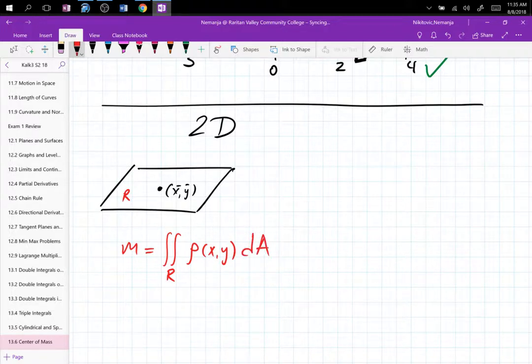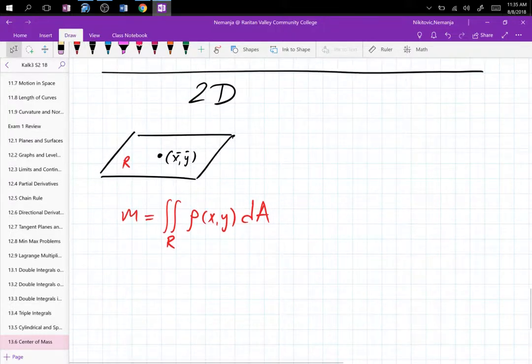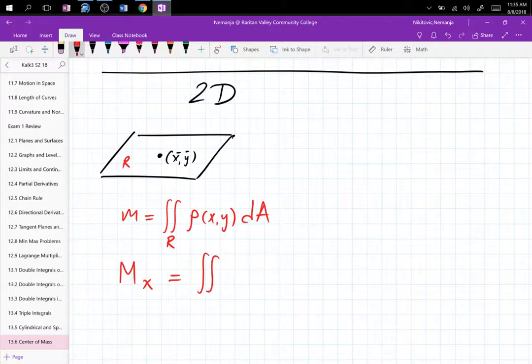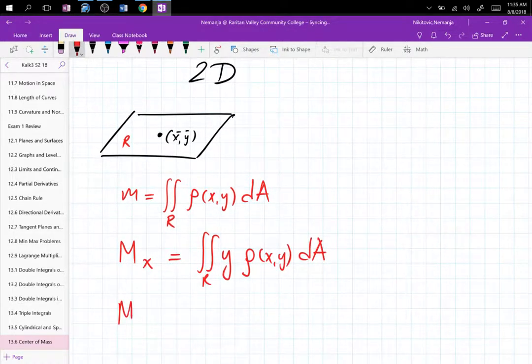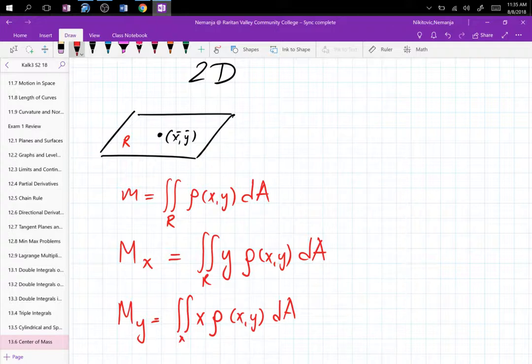Why do I put dA? Because it could be dx dy, could be dy dx, or could be r dr d theta. That's going to depend on the shape you have. The next formula is a moment formula. Moment on x is going to be the double integral over R of y times rho x y dA, and moment on y is the double integral of x rho x y dA.